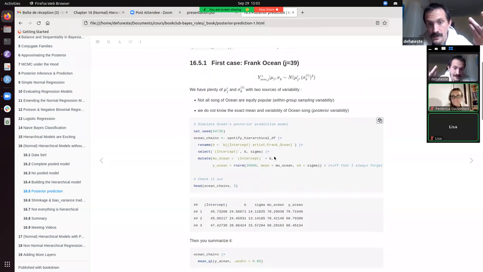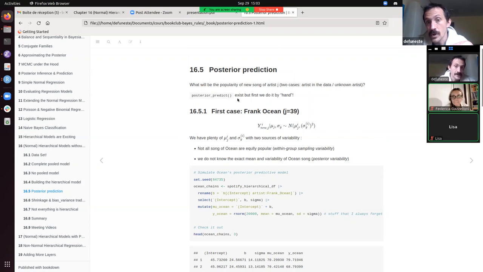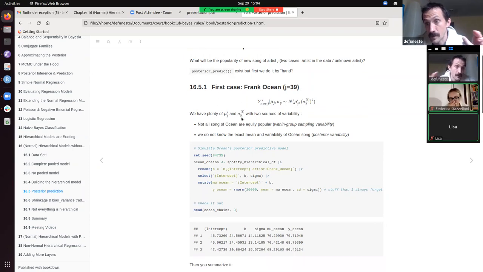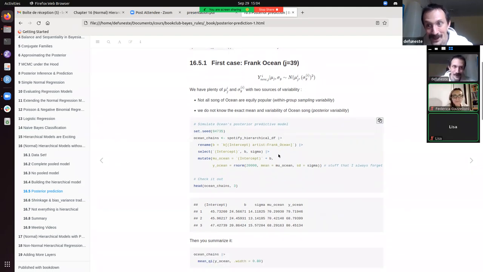So this is it. By the way, there is a quick posterior predict function that does all of that. But here, for the example, we are doing it by hand. Okay. Are you happy though? To do it by hand?